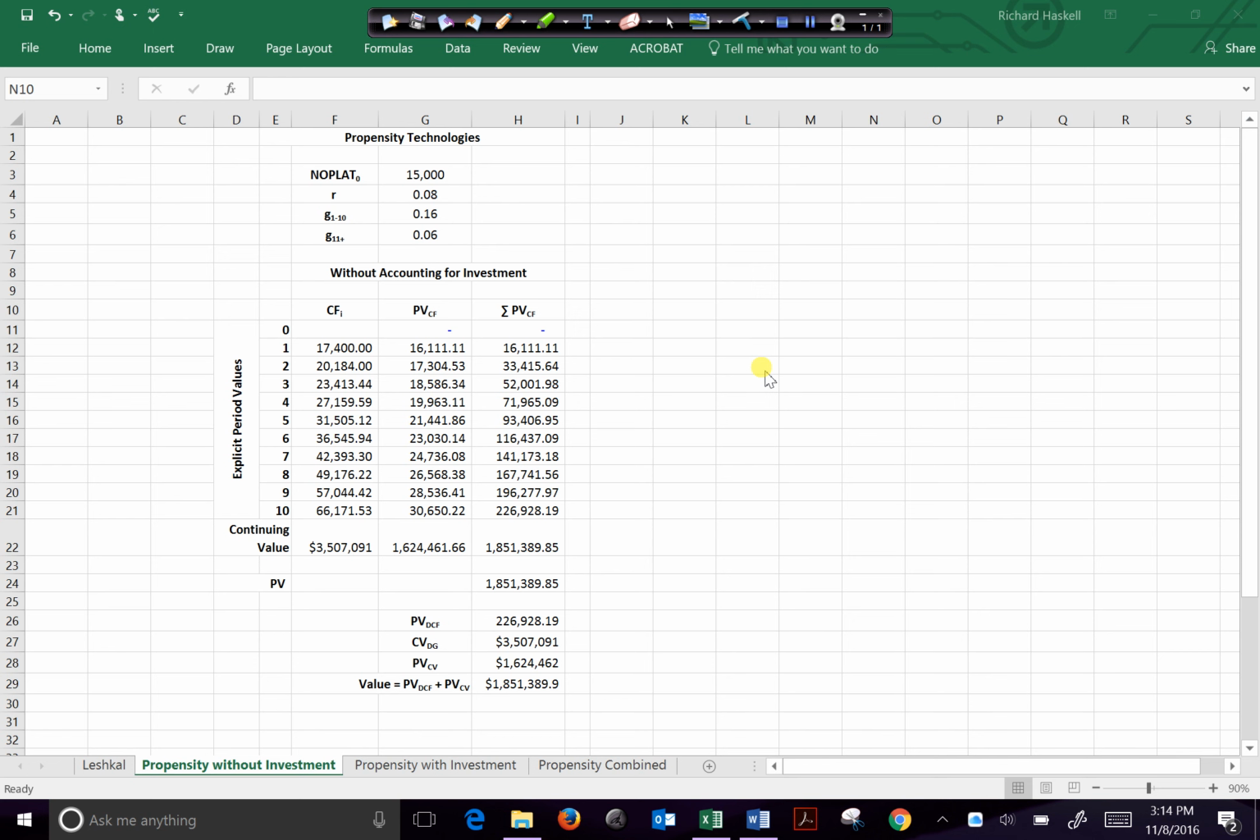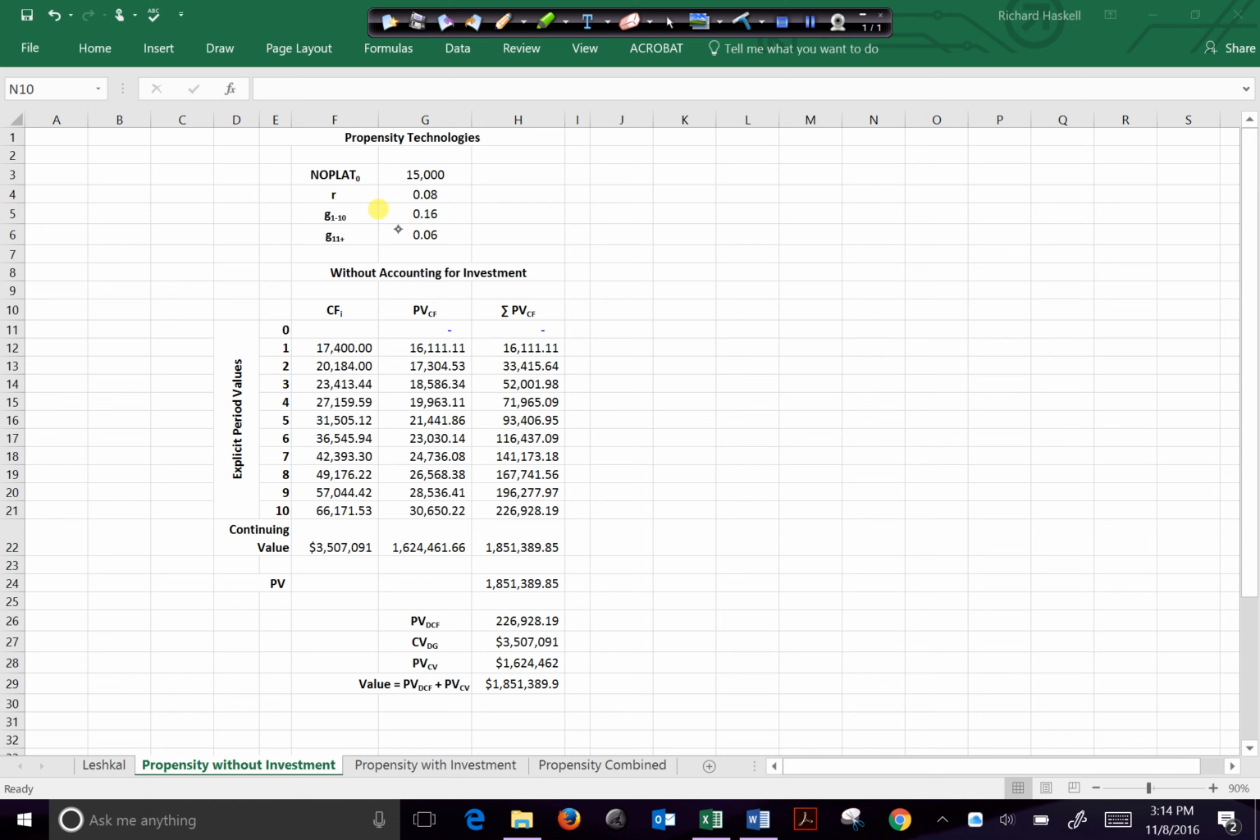But I'm going to start by talking about a fictitious company, of course, by the name of Propensity Technologies that you see represented here. And Propensity Technologies has some NOPLAT here in year 0, so that's the most recent year for which we have information. It has some expected rate of return of 8%.